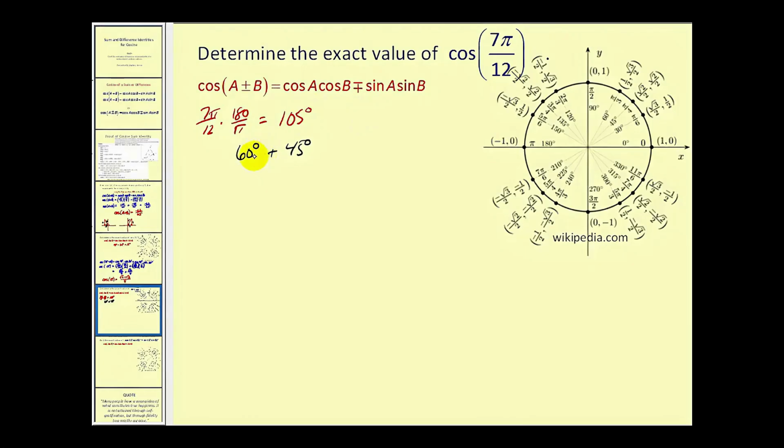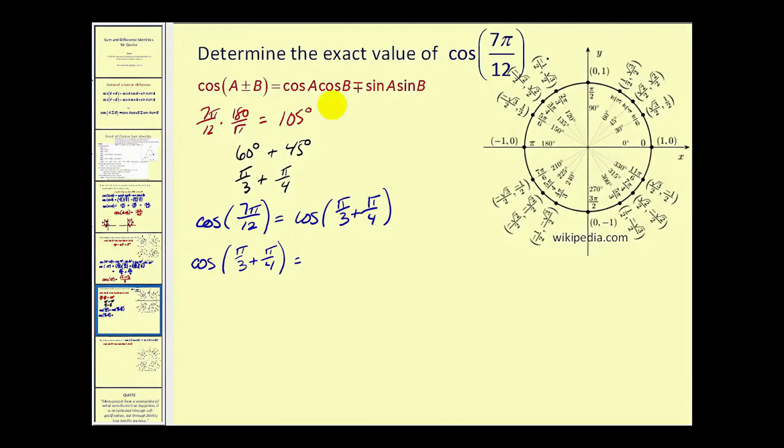So 60 degrees is equal to pi over 3 radians, and 45 degrees is equal to pi over 4 radians. What this tells us is that cosine of 7 pi over 12 is equal to the cosine of pi over 3 plus pi over 4. And these are the angles we'll use in our identity. So again, we have cosine A times cosine B. Here we're using a sum, which means we'll use a difference in our identity. And then the sine of A times the sine of B.